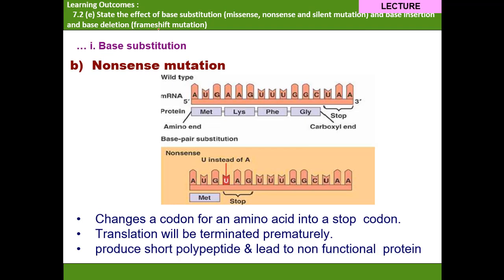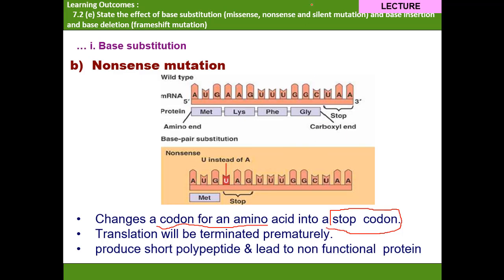The next effect of base substitution is nonsense mutation. As its name suggests, nonsense mutation changes a codon for an amino acid into a stop codon. Stop codon.